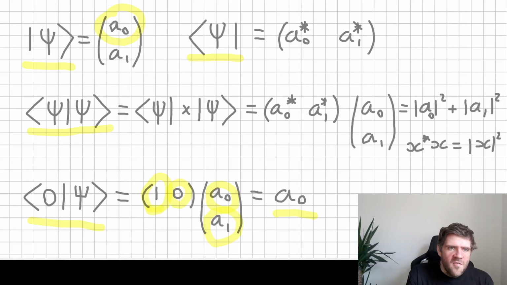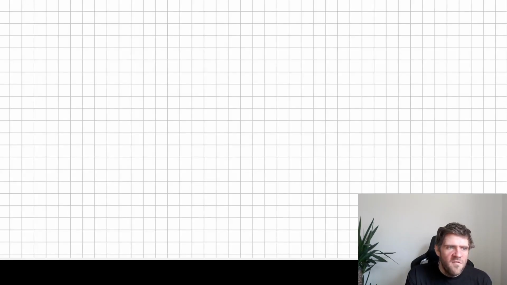Okay, now let's do a couple of inner products on states that we already know very well, which are the 0 state and the 1 state. If we do the inner product of the 0 state with itself, then what we get is the following.